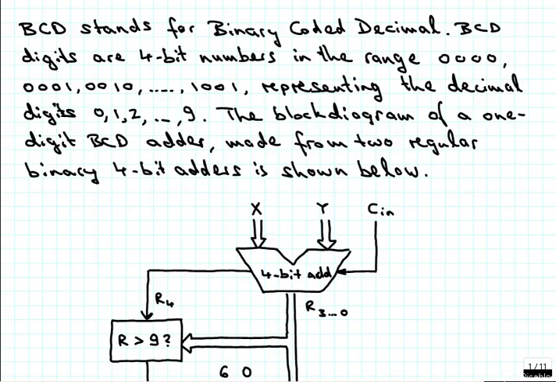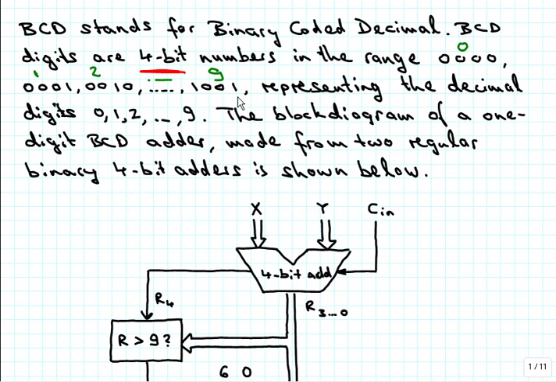BCD stands for binary coded decimal, and BCD digits are 4-bit numbers in the range from 0000, 0001, 0010, etc., up to 1001, corresponding, of course, in decimal to 0, 1, 2, all the way up to 9.